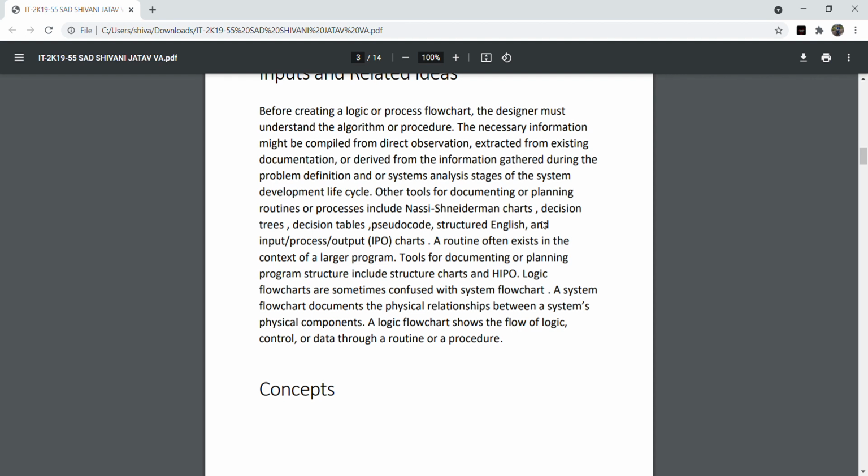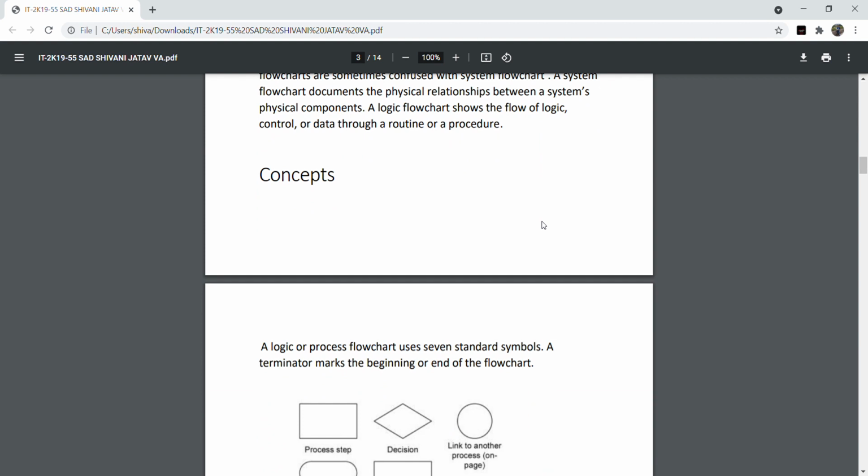Logic flowcharts are sometimes confused with system flowcharts. A system flowchart documents the physical relationships between a system's physical components. A logic flowchart shows the flow of logic, control or data through a routine or a procedure.